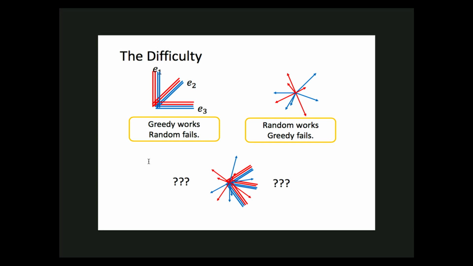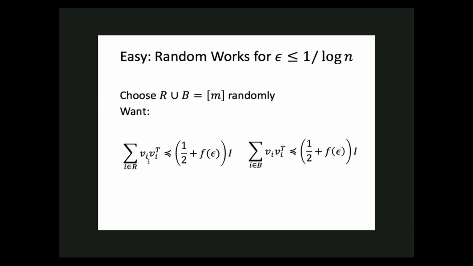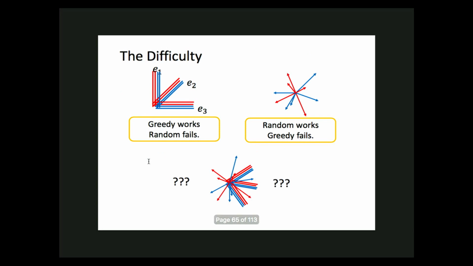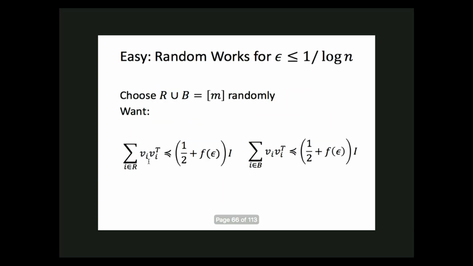So let me just say what you can do fairly easily using known random matrix techniques, which is get this to work when the vectors have norm at most 1 over log n. As I said, even in the first example, if their norm is at most 1 over log n, the random instance works. So let's just show that this can be made to work in general.